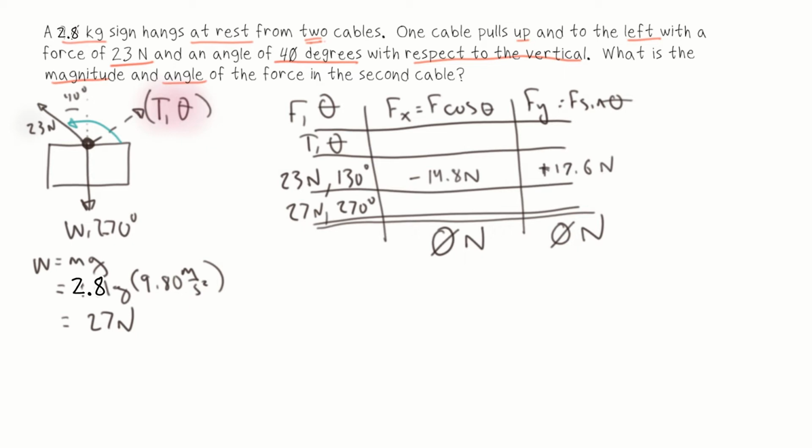And then 270 is straight down, so there's nothing in the x, and it's all negative y. The sine of 270 is negative 1, so this becomes negative 27 newtons. If you have questions about where some of those numbers in the vector analysis table came from, I do encourage you to watch the Noobster class series on transparent physics on dealing with vectors.